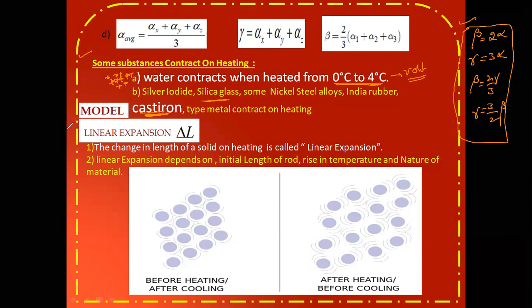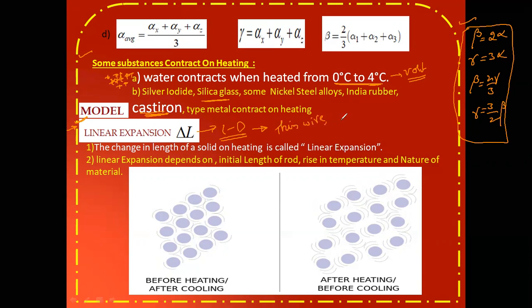The first model we generally discuss is linear expansion. Linear expansion means it is related to one dimension. If you take a one-dimensional body, what are the one-dimensional bodies? One-dimensional bodies are like a thin wire.